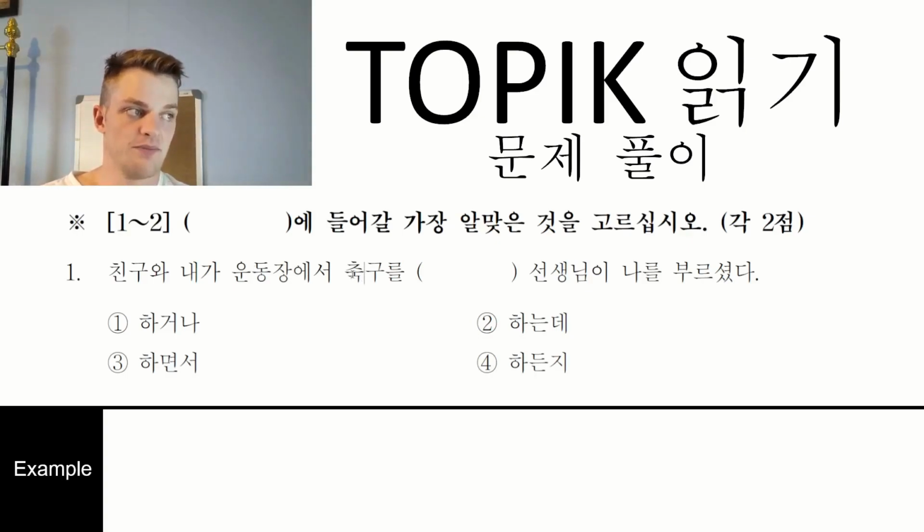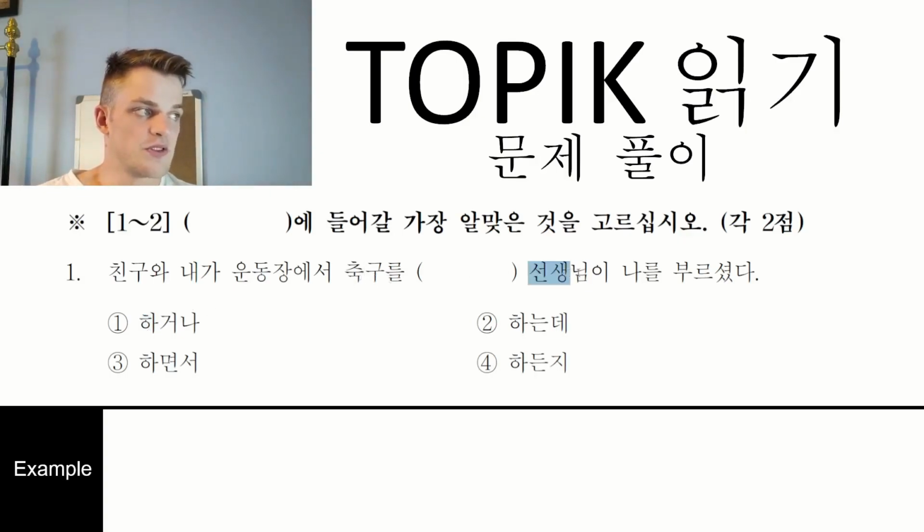So in the gym, 축구 is soccer, and 를 is the object marker. So something happened to soccer. And in this case, the verb with it is just 하다, to do. So we did soccer, or in English we'd say we played soccer. We don't know what the ending is yet.